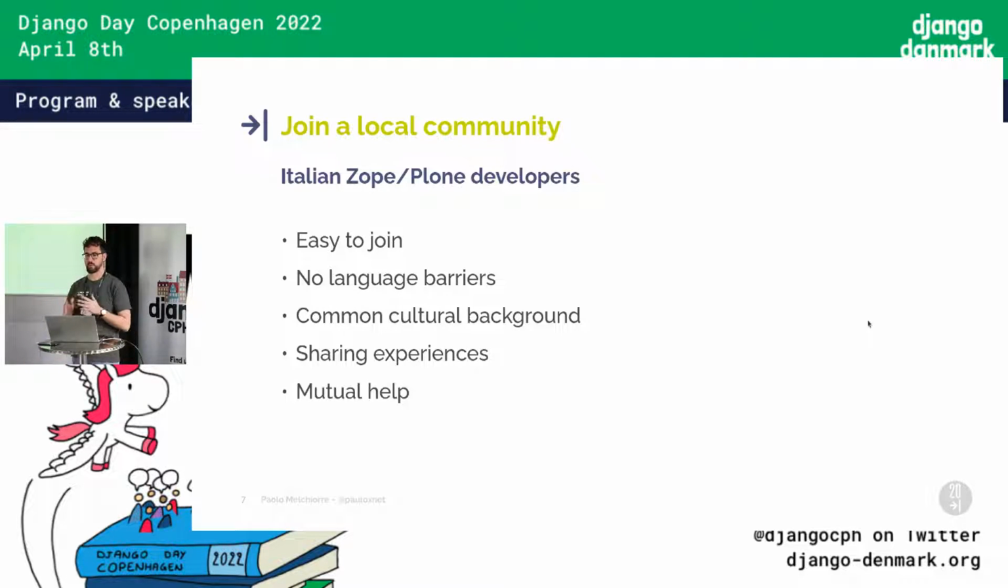The first step towards engagement for me was to join the small Italian community of users of Plone, a Zope-based CMS. A local community is easy for new members to join, has no language barriers, shares a common cultural background among its members, and it's easier to share experience and exchange mutual help. Today, the local communities of Python and Django are many, like this one, and I invite you to join one of them in your local area.